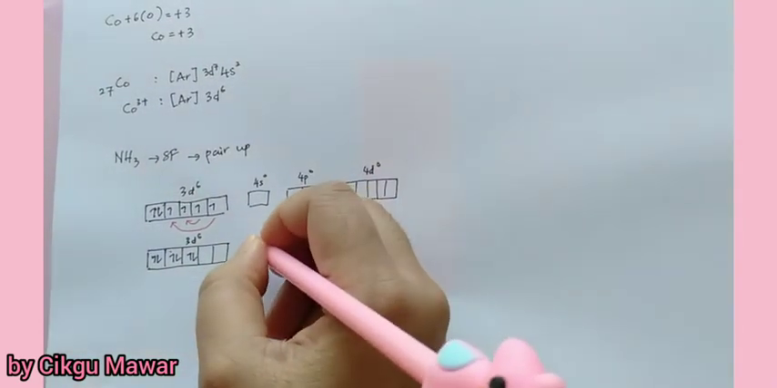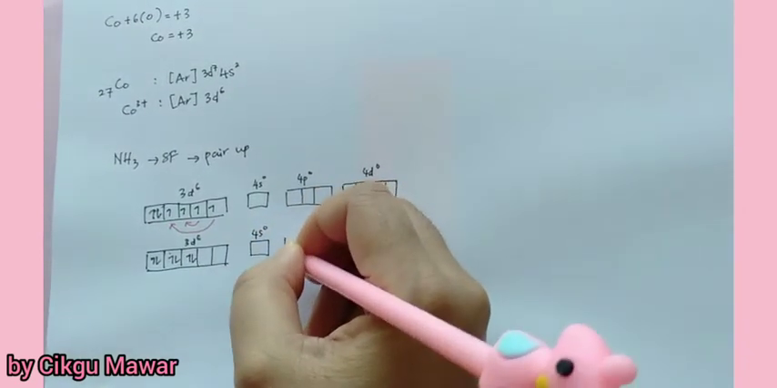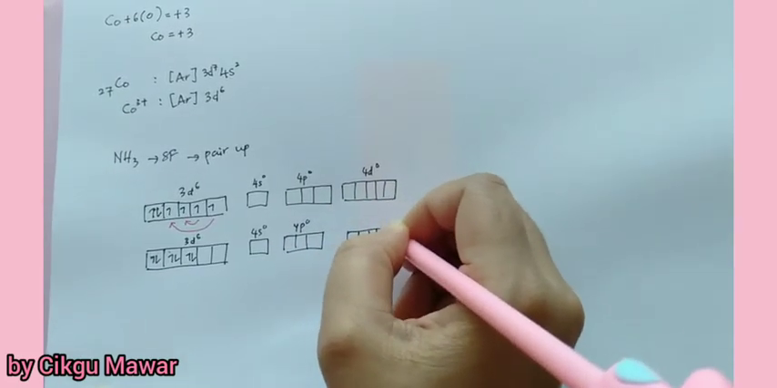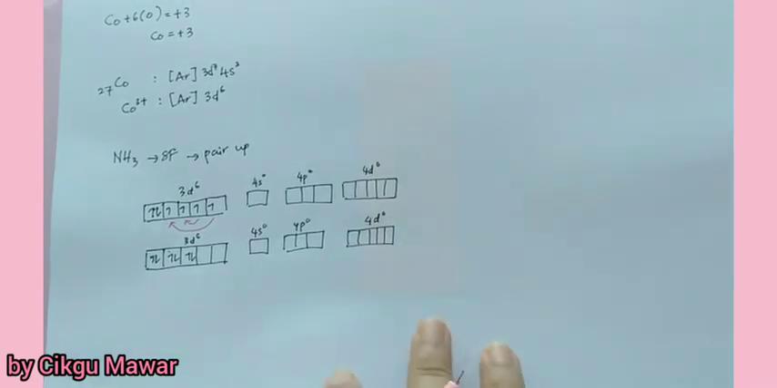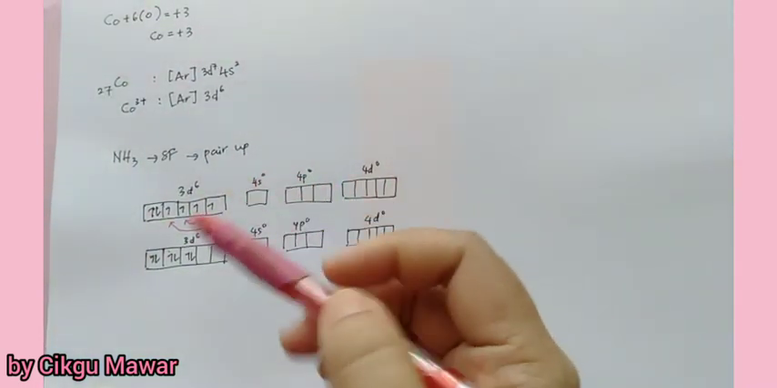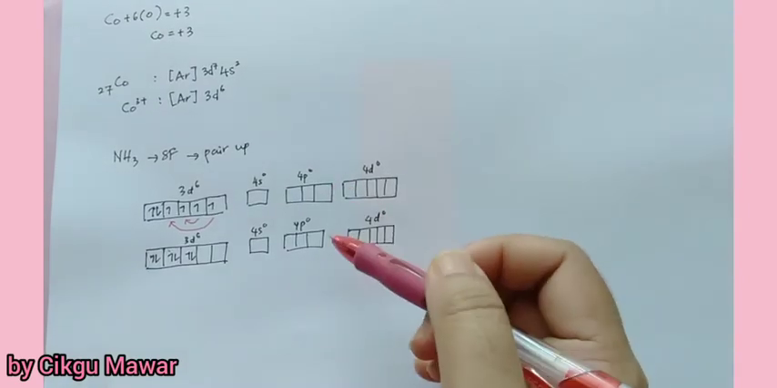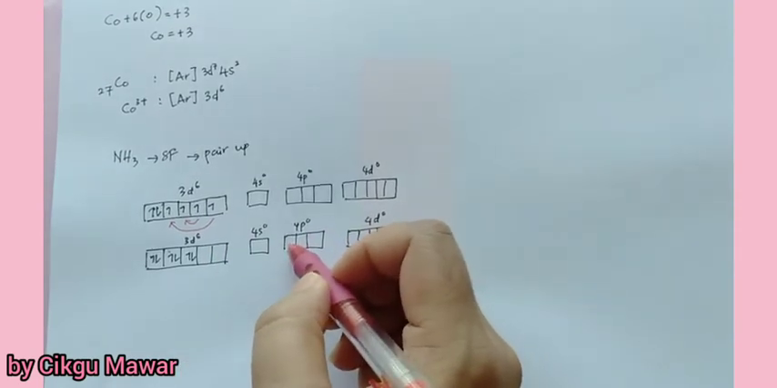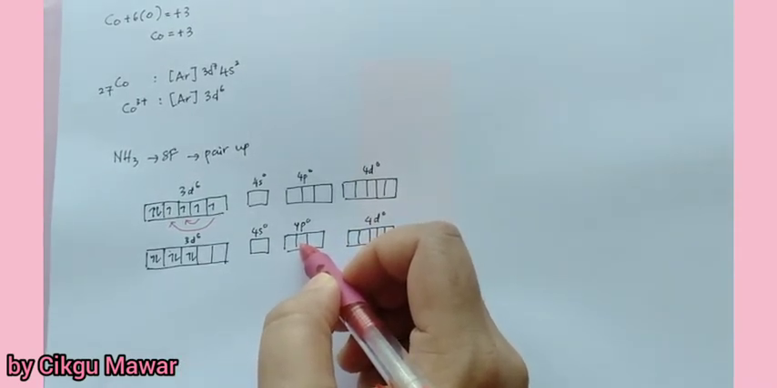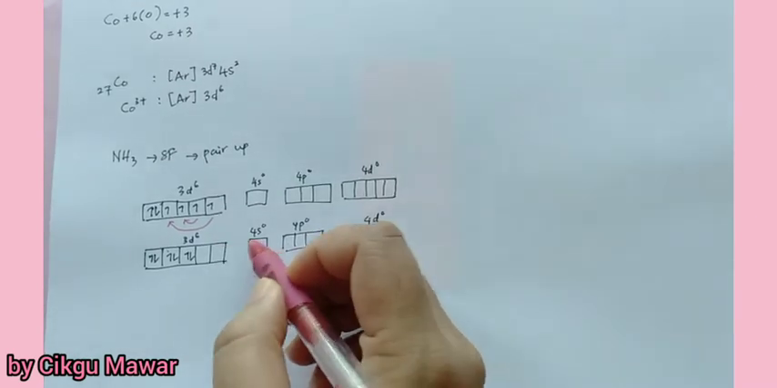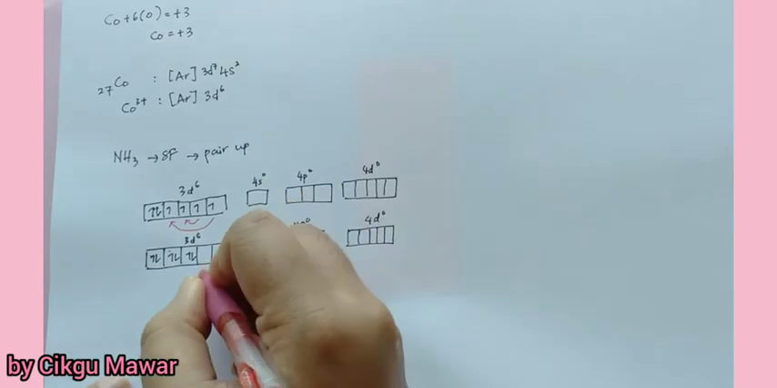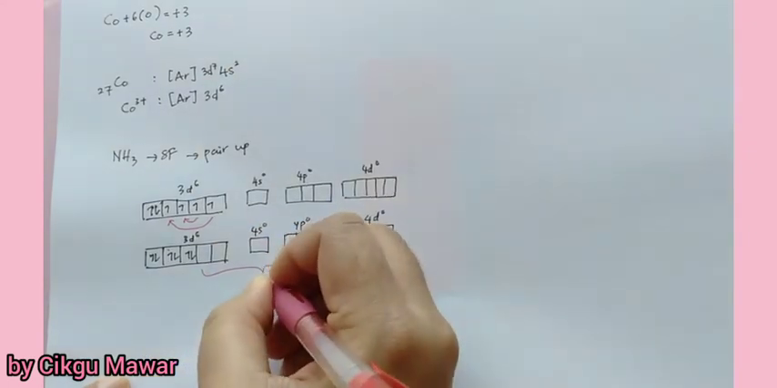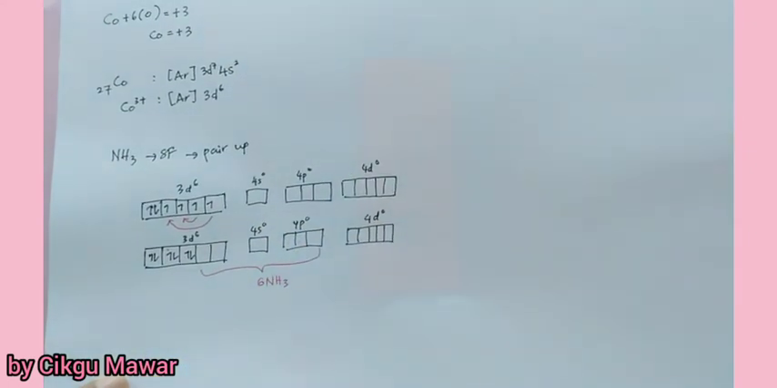Then I redraw the 4s, the 4p0, and also 4d, 4d0. Now we will use the orbitals to bond with 6 ligands. We will use 1, 2, 3, 4, 5 and 6. So these 6 empty orbitals will be accommodated by 6 ammonia.